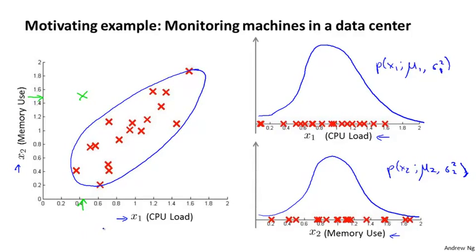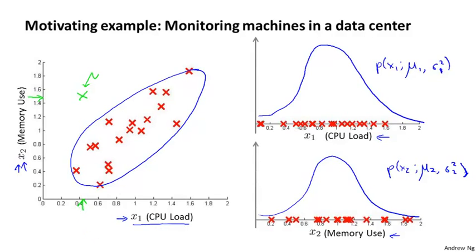In the data of my good examples, it looks like the CPU load and the memory use sort of grow linearly with each other. So if I have a machine using lots of CPU, memory use will also be very high. Whereas for this green example, the CPU load is very low, but the memory use is very high, and I just have not seen that before in my training set. It looks like that should be an anomaly. But let's see what the anomaly detection algorithm will do.